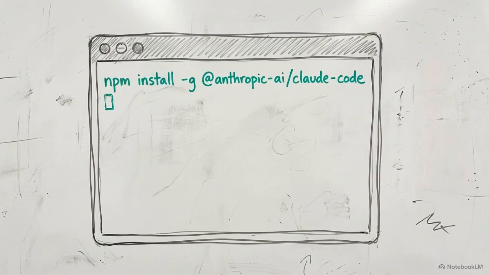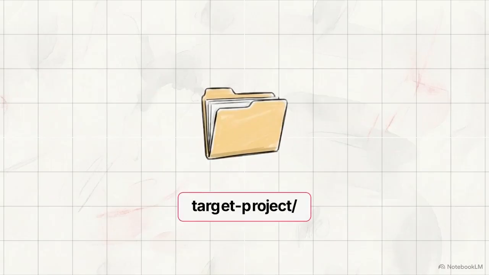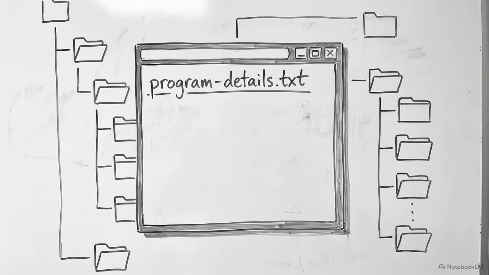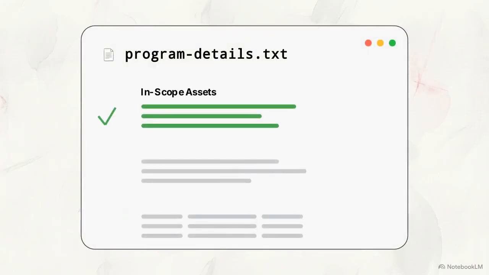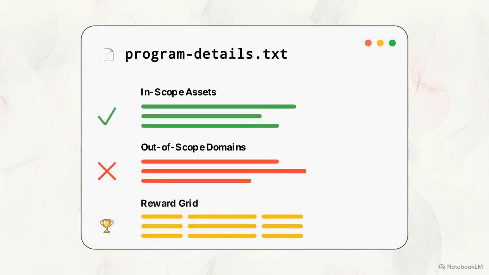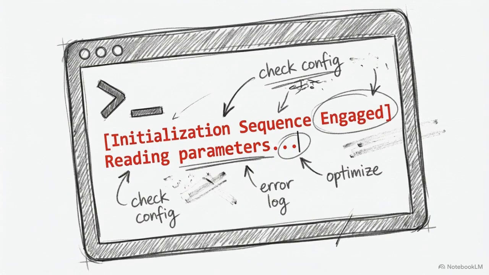Run the standard Anthropic installation command in your terminal, authenticate with your API key, and spin up a new directory for your target. Inside that folder, create a basic text document. Drop in every detail the program provides: in-scope assets, out-of-scope domains, and the reward grid. Type /init and hit enter. This command points Claude directly at your target documentation so it can process the parameters of the engagement.